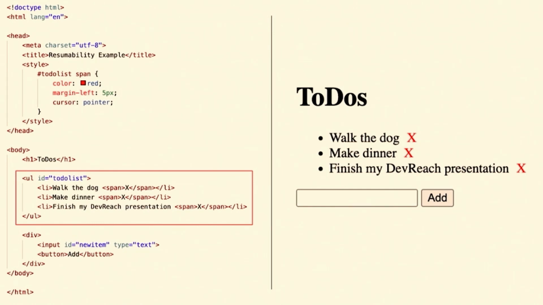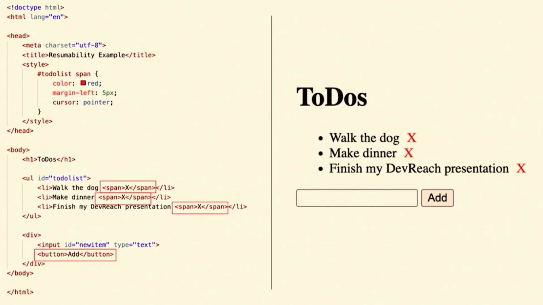It could have come from, let's say, a database that was generated on the server side, but now it is there in the HTML. And what we want our resumable JavaScript to do is to make these specific parts of the document interactive. When they click on the X, we want it to remove the item. When they click on the button add, we want it to add a new item. Simple, right?